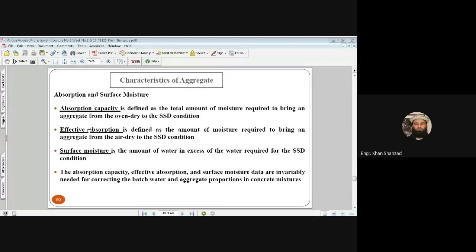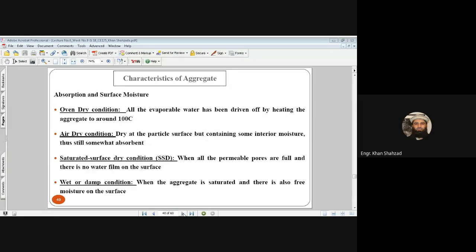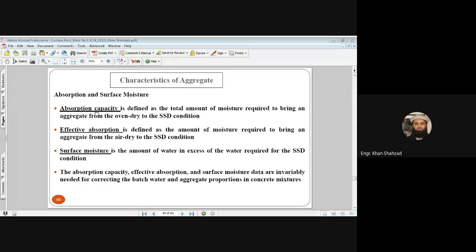Now, what is absorption capacity of the aggregates? Absorption capacity of the aggregates can be defined as the total amount of moisture required to bring an aggregate from the oven dry condition to the surface saturated dry condition. From which condition to which condition? From this condition to this condition. The moisture required to bring the state of the material from this condition to this condition is known as, क्या कहते हैं इसको बेटा? Absorption capacity.